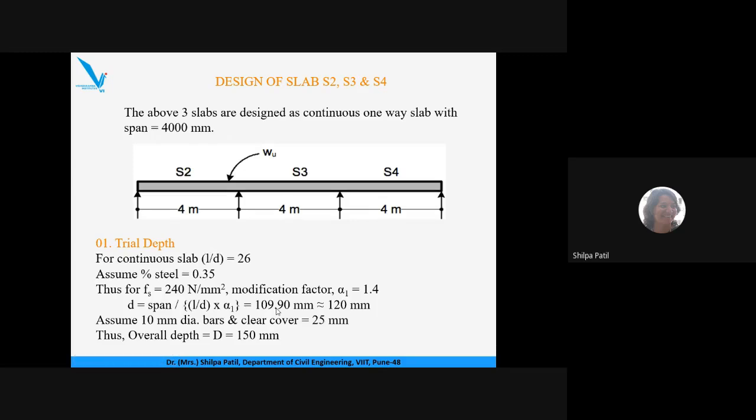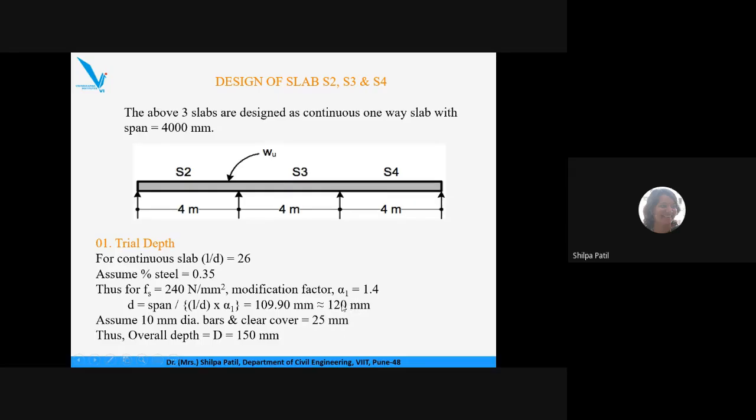Now again, as discussed yesterday, we normally adopt a little higher value for effective depth, so that all the further checks we consider for the design, that is check for shear, check for development length, get satisfied. So we are adopting here 120 mm. Now, if you remember yesterday's problem, D was 70 mm effective depth. Here the value is a little higher, 120 mm.